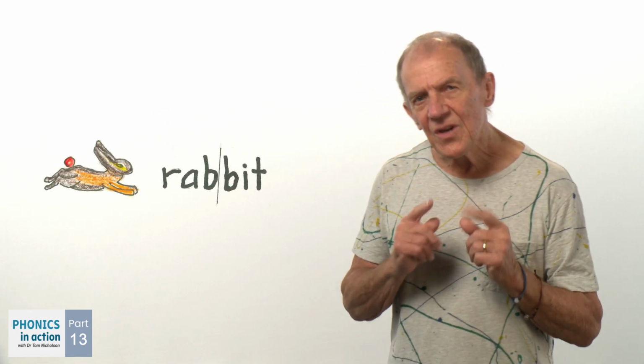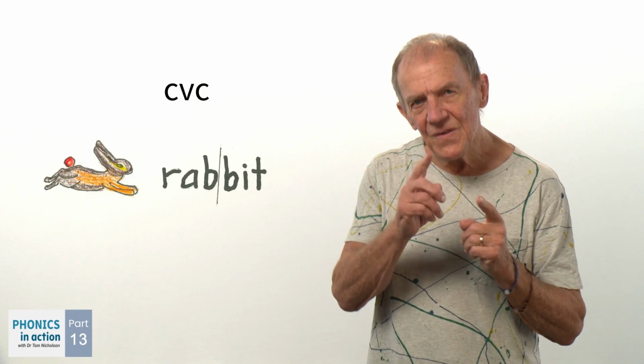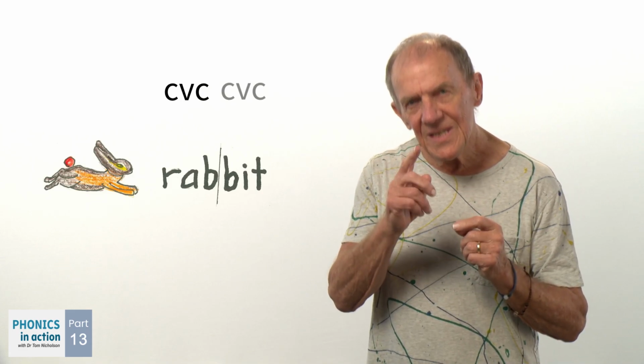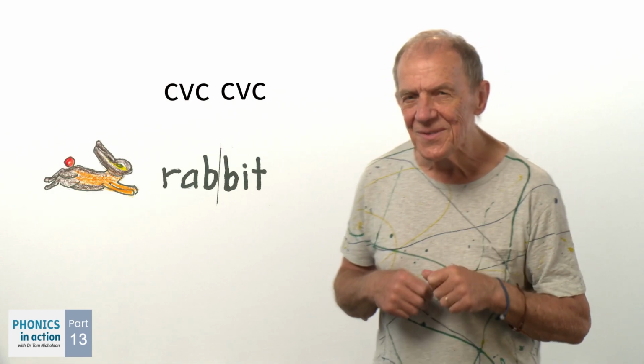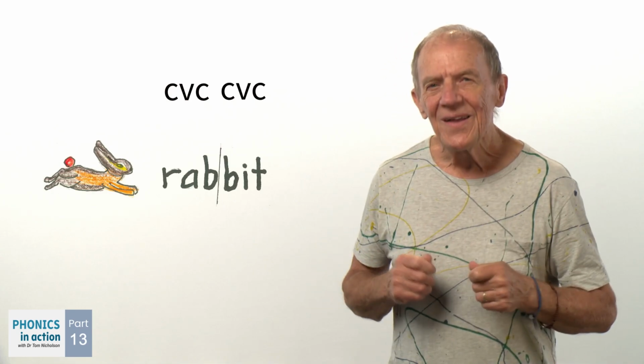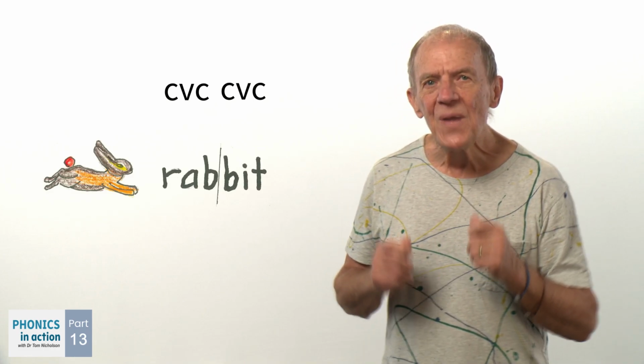Now look at this example, rabbit. The code is CVC, CVC. The code tells us that rabbit has 2 closed syllables. In each syllable, the vowel has its short sound, rabbit. I will read the closed syllable words on this chart, and then we can read them together.